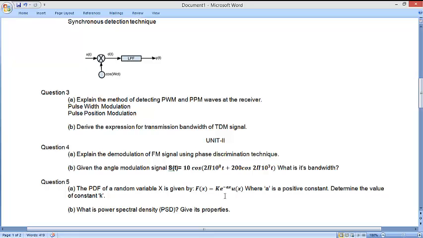Next is: what is the power spectral density, and give its properties.